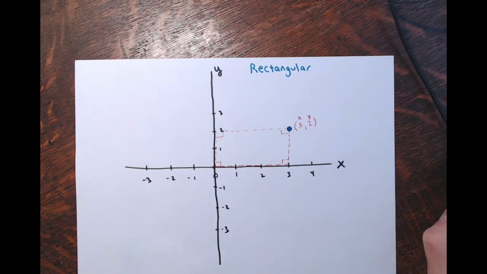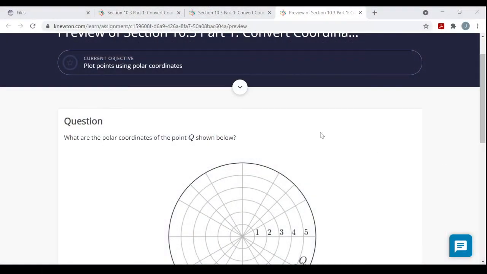Well, in polar coordinates, instead of traveling on rectangles from the origin to find a location on the plane, we're going to be traveling on circles that are centered at the origin to find a location on the plane. Right? So let me show you that here. You see all these circles in this grid, centered at the origin. This is called a polar grid.